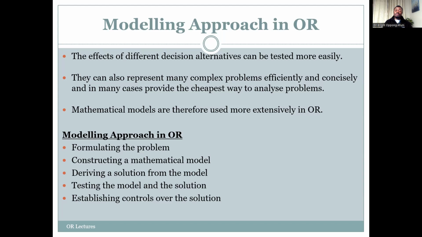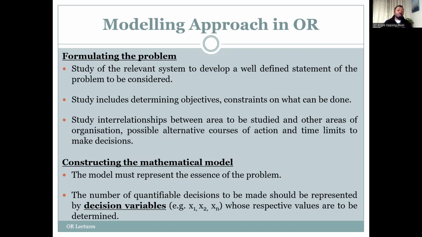When a solution is obtained, we test the model to validate whether the model is feasible, whether the model is applicable, whether there are any constraints that introduce different dimensions to the model. We have to test everything and then later establish controls over the solution. So there are 5 main steps in modeling problems in operation research.